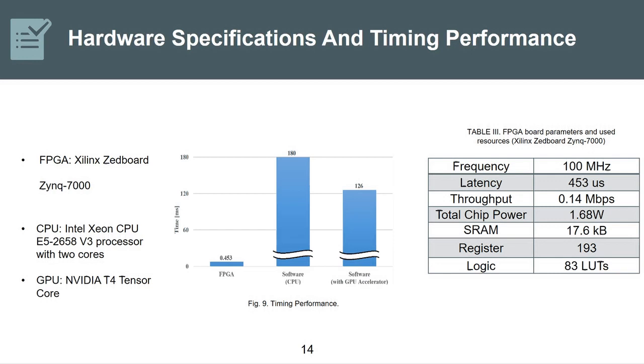As you can see in figure 9, the FPGA implementation is almost 380 times faster than the speed of the model implemented on CPU, and about 266 times faster than the model implemented on GPU. Also, we report hardware specifications in table 3.